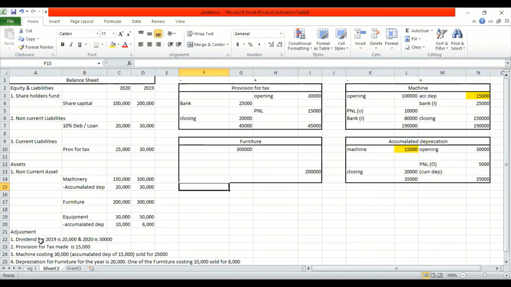Okay, now let's look into this one, fourth one. Depreciation for furniture for the year is 20,000. You're going to record it over here. P&L 20,000. One of the furniture costing 10 sold for 8. As I told you, whenever you hear the word sold, immediately write the figure 8. Now the furniture's cost is 10, you're selling for 8. That means you made a loss. Profit you recorded in the debit side, right, over here. So loss should be recorded where? This side. So I'm going to write here loss 2000.